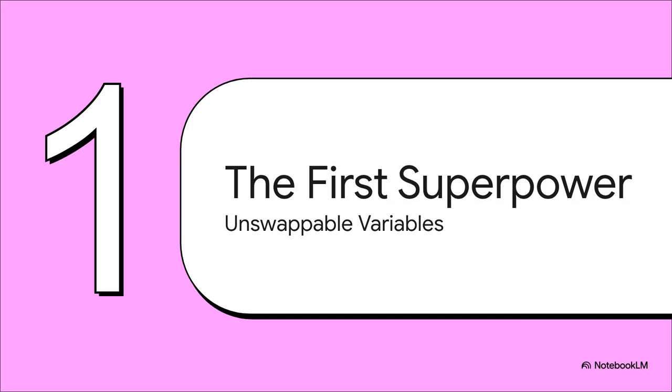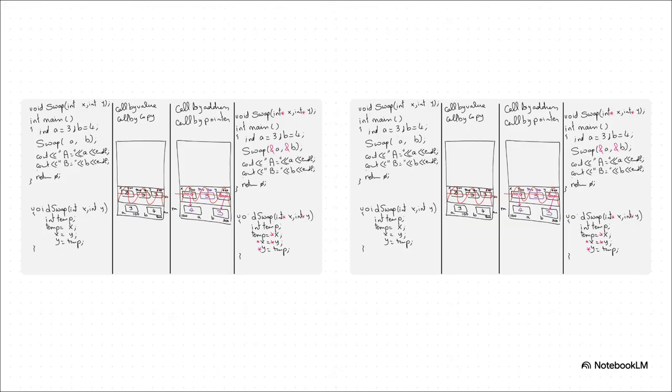Okay, so now that we've got a handle on how pointers actually move, let's put them to work. We're going to see their first real superpower in action by tackling a classic programming problem. So imagine this. You want to write a simple function that swaps 2 numbers. The most common first try is what you see on the left, call by value. We pass our variables a and b to the function.